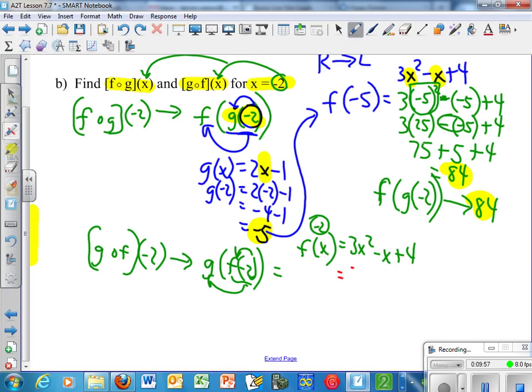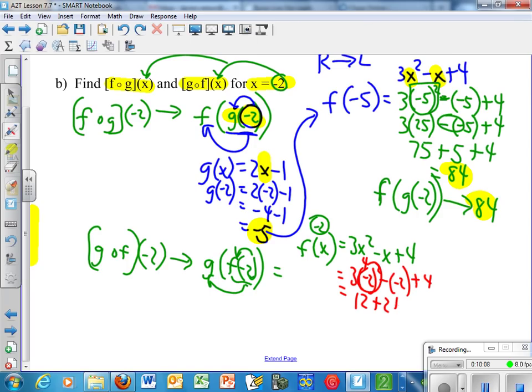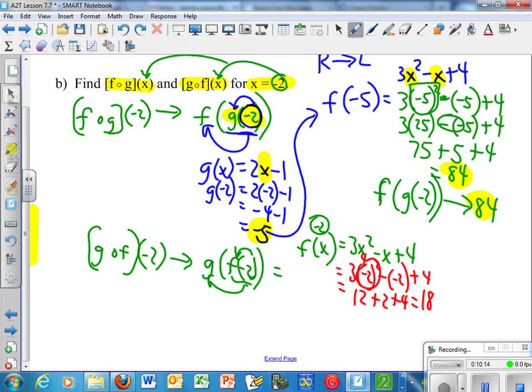If I put negative 2 in, it's 3 times negative 2 squared minus negative 2 plus 4. So this is 4 when I square negative 2. So 12 plus 2 plus 4, 14, so that's 18. Now I take 18 right here, and I'm going to plug that into g. So I'm really finding g of 18 then.